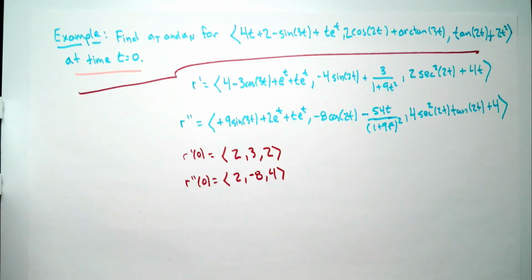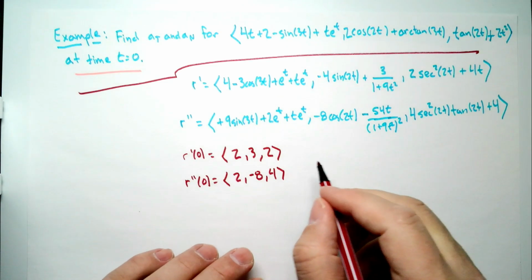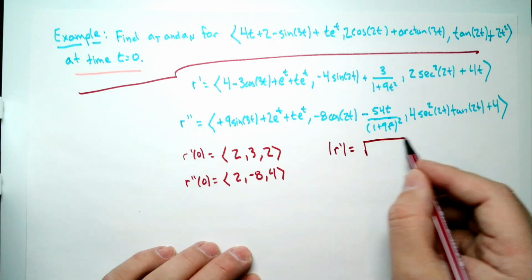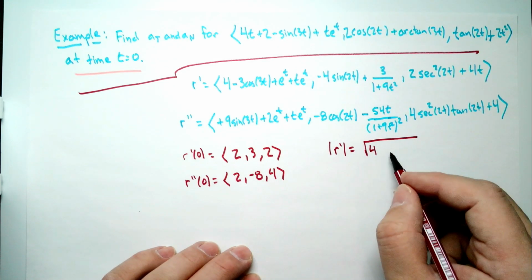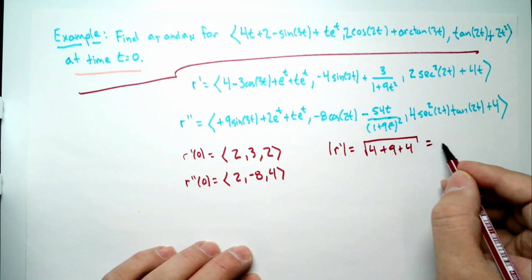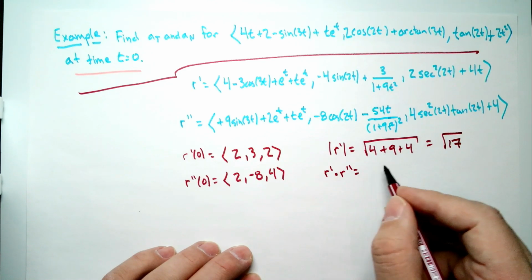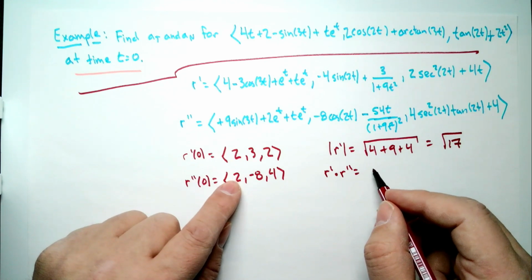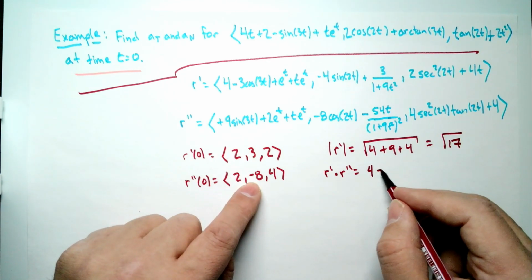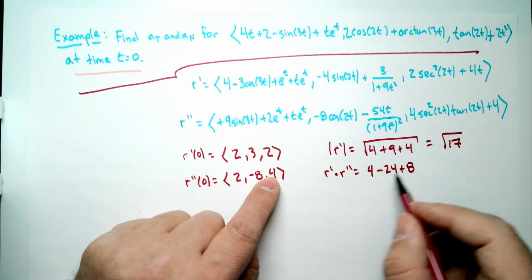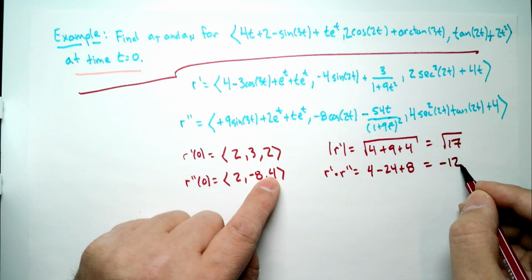So this comes to an idea of saying, when can I start evaluation? If I'm looking at something at a specific time, evaluate when it's convenient. So we're almost done. We need a couple things. We need the magnitude of r prime. So that's the square root of 4 plus 9 plus 4, which is the square root of 17. We're going to need to know r prime dot r double prime. So that's 2 times 2, which is 4. 3 times negative 8 is minus 24. 2 and 4 is 8. So that becomes 4 plus 8 is 12, minus 24, negative 12.